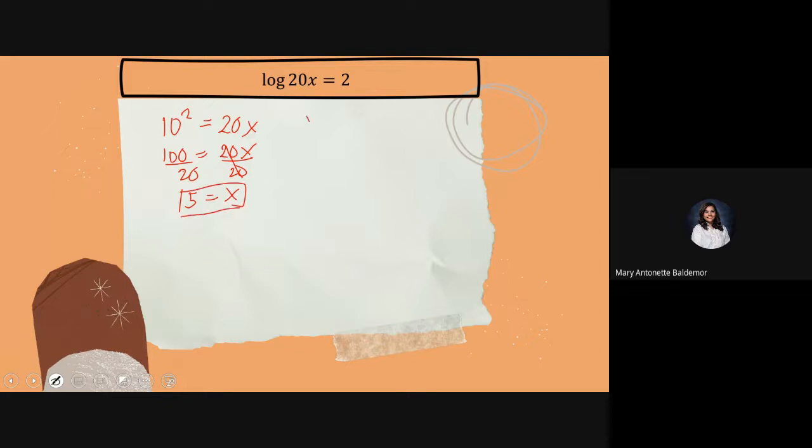Now to verify, we will again substitute the value of x to the logarithmic equation. So the logarithm of 20 times 5 is equal to 2. Using your calculator, the logarithm of 100 is equal to 2. Therefore, the answer here is correct.